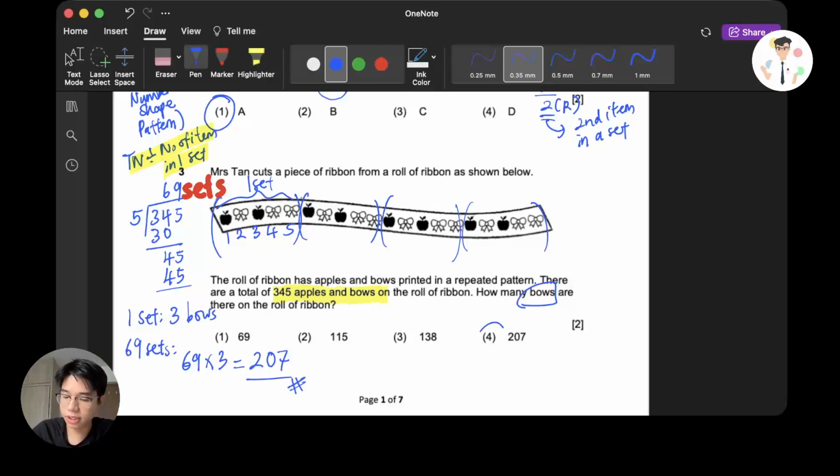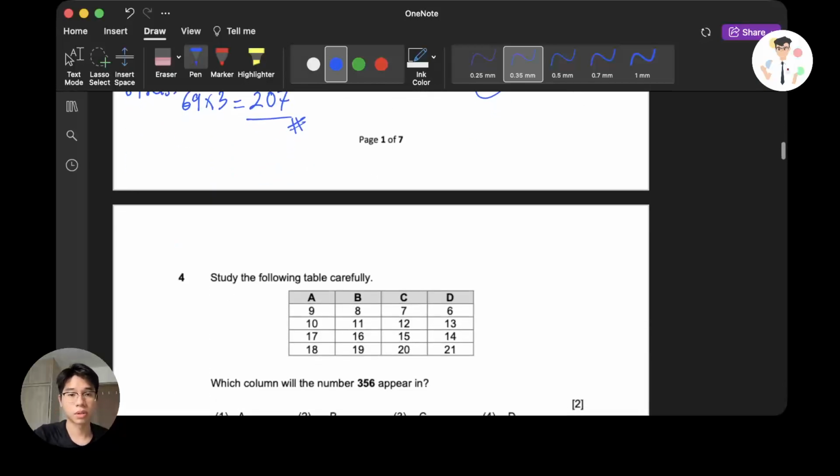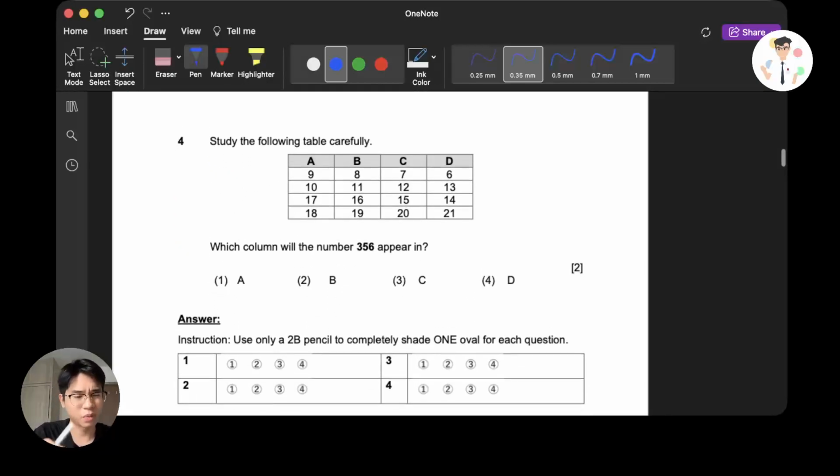Okay, so this is basically a bit of an upgraded version of what you have from the previous question, but it's still not difficult as long as you understand this basically means sets. Okay, yes, and we are done for the first page, and let's move on to the second page. Okay, so again, when you look at this question, you should immediately know that this is what? Pattern concept.